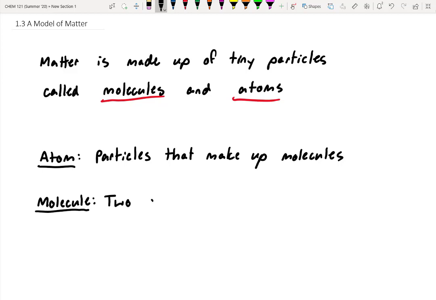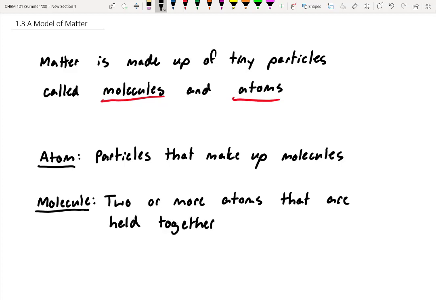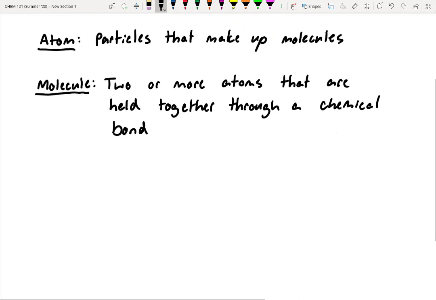So let's make a note, two or more atoms that are held together through a chemical bond. In addition, molecules are generally considered to be neutral, meaning they don't carry a charge with them. But we're going to talk more about charges later. We haven't really gotten far enough yet.